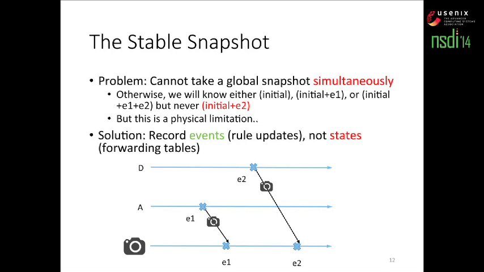Our solution is to focus on the events, that is the rule updates, not the state, that is the forwarding tables. An event is just a rule update with a timestamp on it. Let's assume that our checker listens to all these rule updates, and then by looking at the timestamps, it will know that E1 happens before E2. Hence, it will correctly reconstruct the forwarding state. You won't have those false positives.